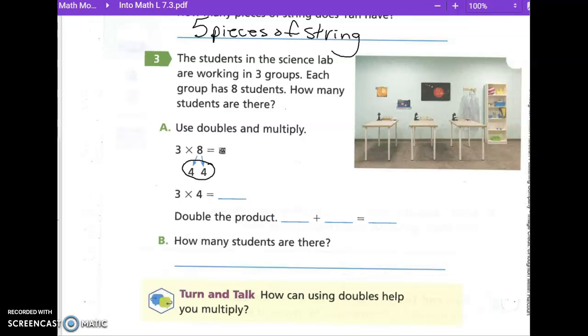So what is 3 times 4? Can anybody tell me? Caleb. 12. And since we only used half of this, we've got to come down here and double our product. And 12 plus 12 is 24. So how many students are there? 24 students. That way you're not trying to do such a big 8 times 3.